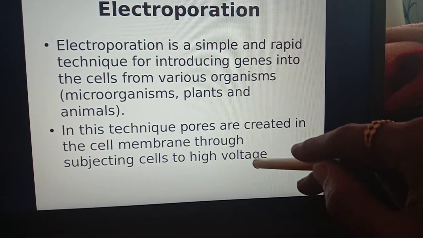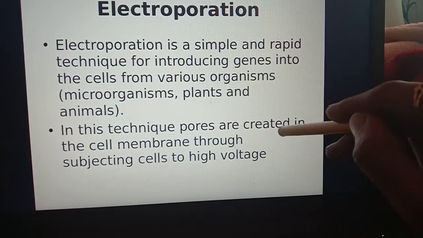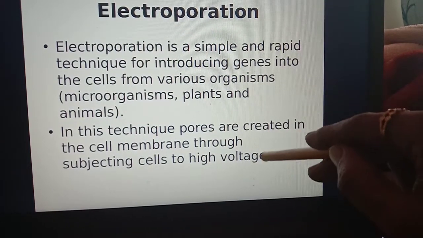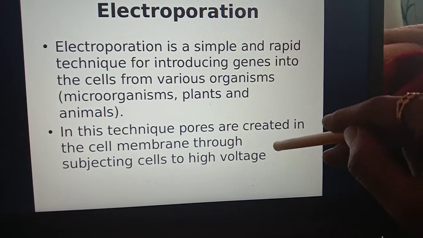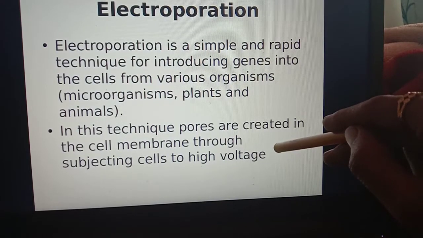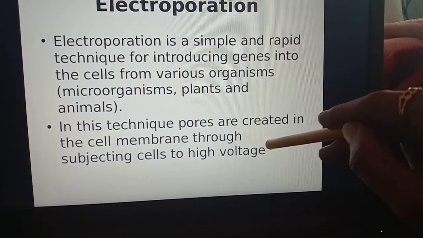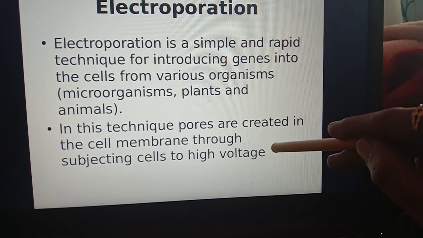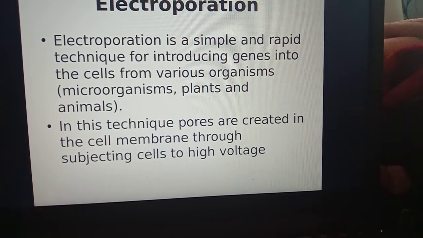When you subject the cells to high voltage, what happens in the cell membrane? The membranes will open up, and when the membranes open up, pores will be formed. Through those pores we can introduce our gene of interest.